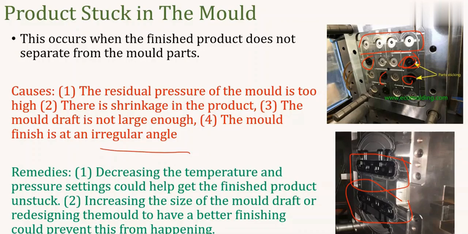So how can we rectify this? Decreasing the temperature and pressure settings could help to get the finished part unstuck, right? And also by increasing the size of the mold draft or redesigning the mold to have a better finish could prevent this product stuck in the mold, right? So generally if we redesign the mold, we can reduce the product stuck in the mold.